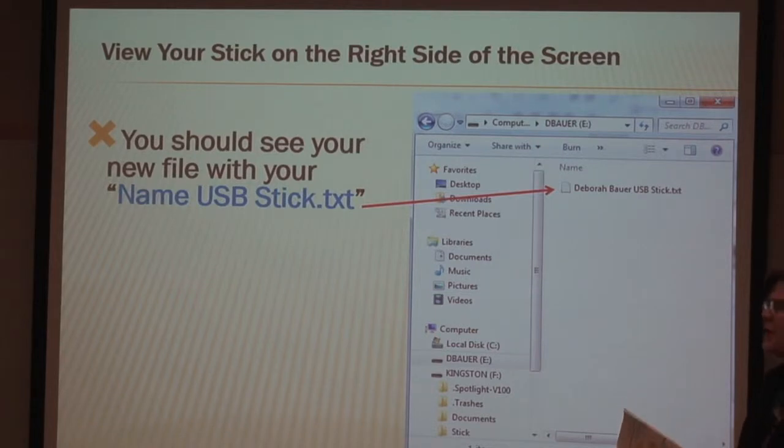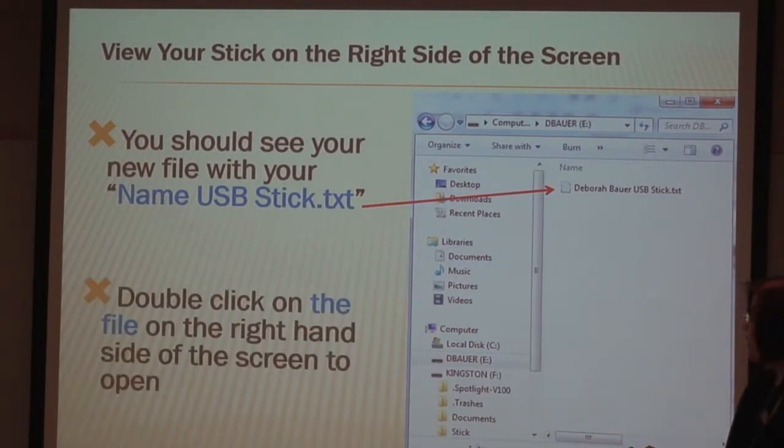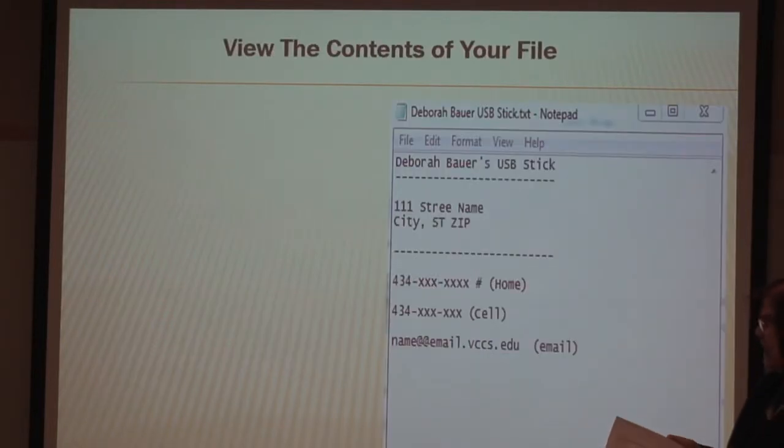Now by using Notepad, this file can be opened on any computer, no matter what it has. Even if it's a Mac computer, it can be opened. You can see what's in your file by double-clicking on the file on the right-hand side of the screen. It will show you the contents of your file that you typed in. And hopefully you typed in information such as you see on the screen here.